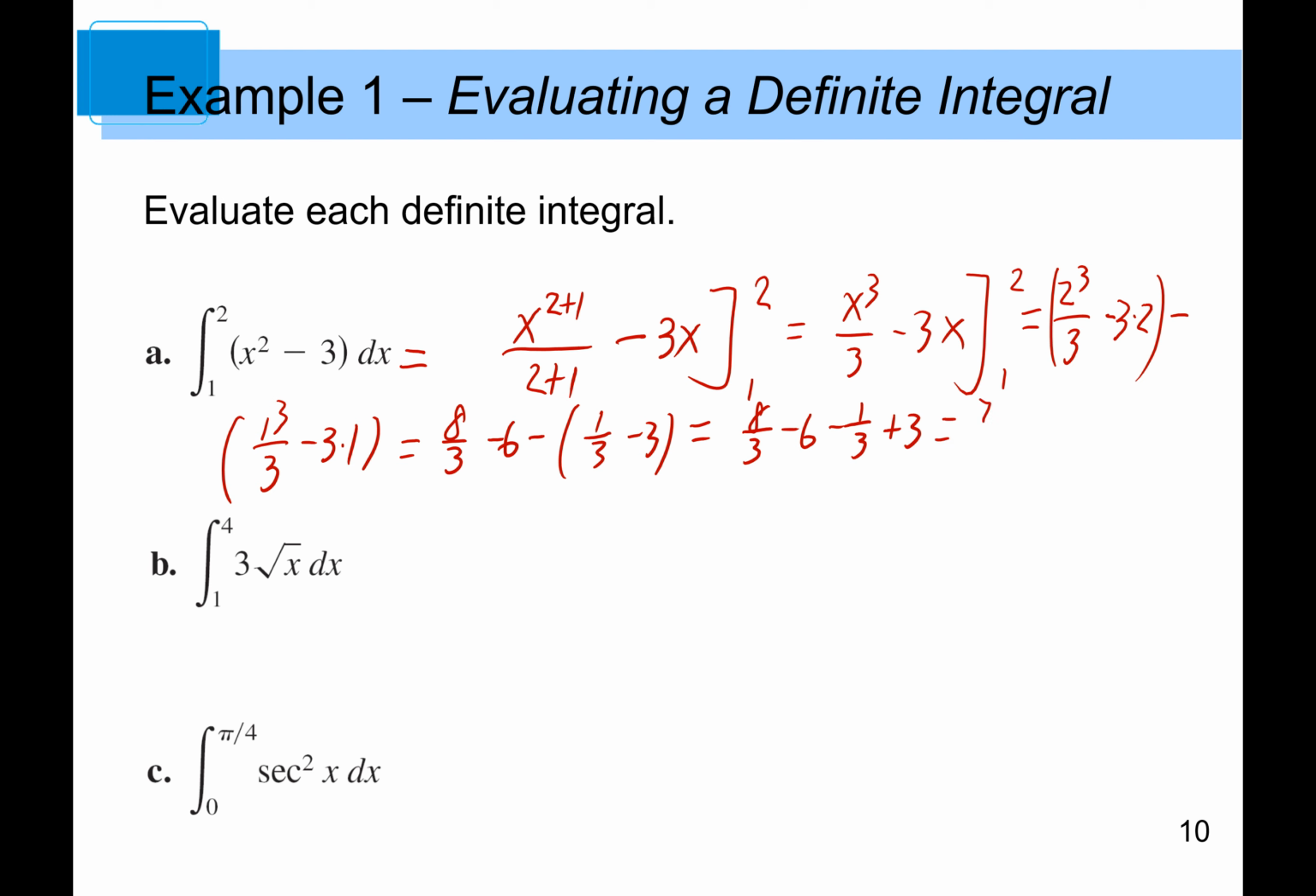Simplify that. Combine 8 over 3 minus 1 over 3 and it becomes 7 over 3. And then minus 6 plus 3, minus 3, so 7 over 3 minus 9 over 3. That turned out to be negative 2 over 3. You probably wonder why the answer is negative 2/3. So let's draw the graph and you'll be able to understand why this is negative.